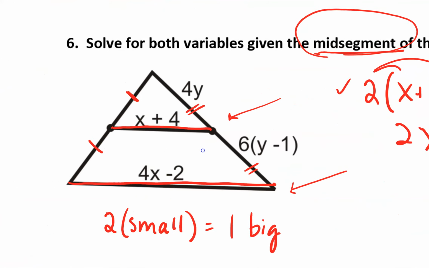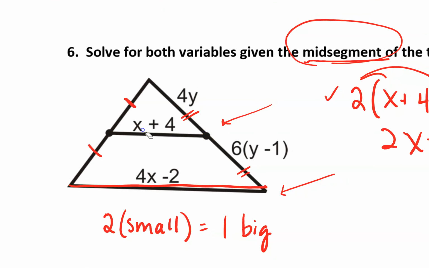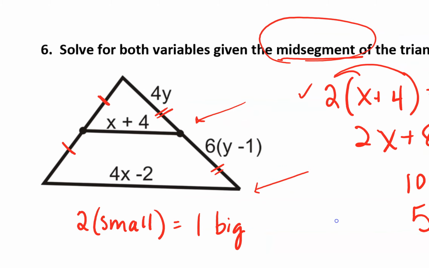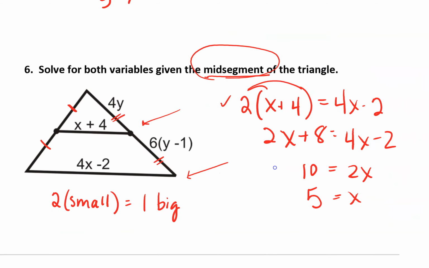Okay, we went through this one in class. When we have a midsegment, the midsegment is half as big as the side opposite it. So it takes 2 of the small ones to equal 1 of the big one. And it just depends on what your problem looks like, if you want to double the small one or if you want to take half of the big one. In this case, it's probably easier to double the small one.